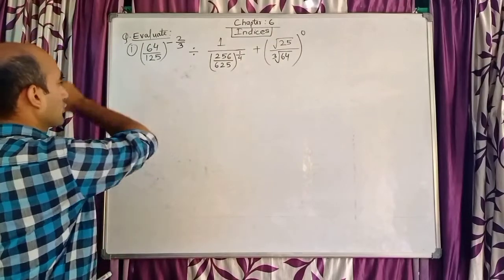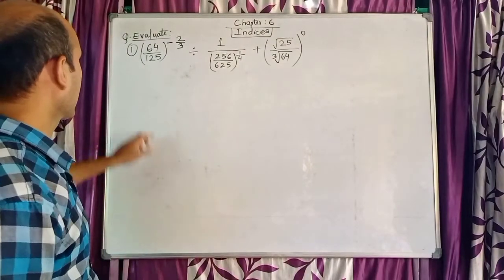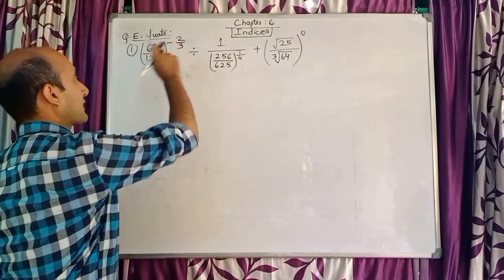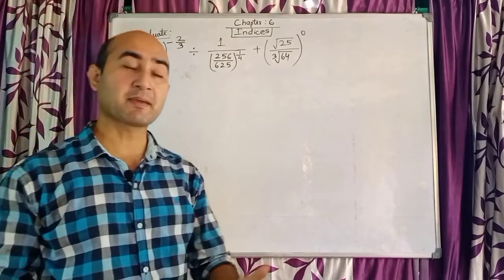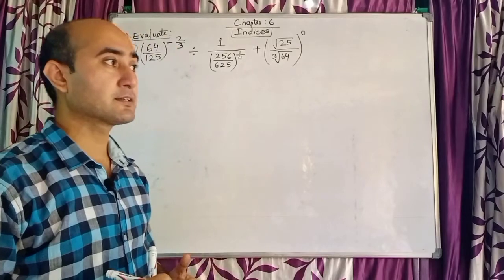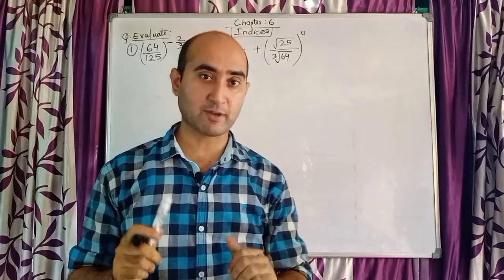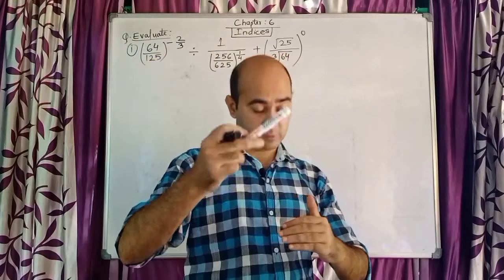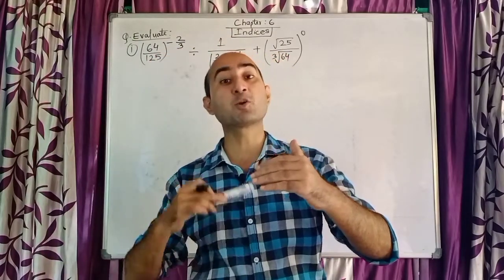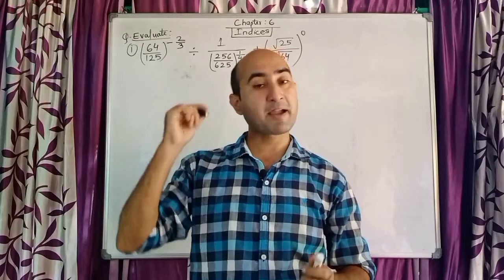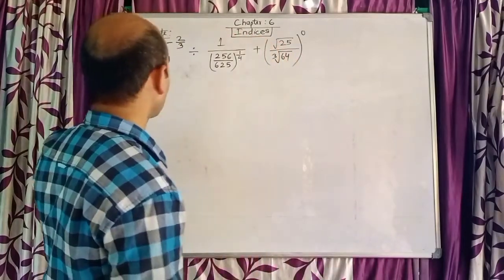Evaluate. So question number 1 is (64 by 125) to the power minus 2 by 3. Yesterday in my last video I told that whenever there is a minus power, we try to make it positive. And to make it positive, what happens? The numerator goes down and the denominator comes up. When you interchange numerator and denominator, the minus power becomes plus. So that we have to do here.